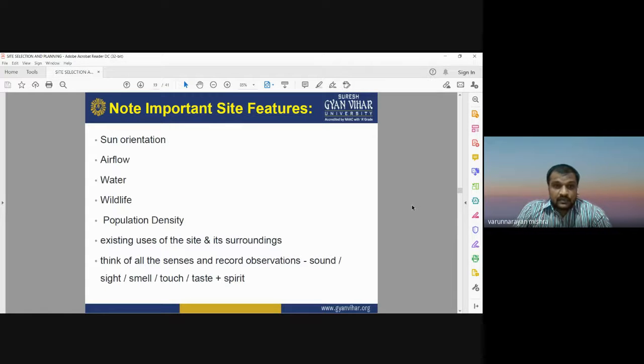Okay, and other important features like sun orientation, the airflow, the water quality, the wildlife nearby that study area, what is the population density of that area, and what are the existing land uses of the site and its surroundings. These are some important features for the selection of the site. So when we are going to select any site for any construction or developmental activities, these factors should also be taken into consideration: that is soil density, soil type, population density, wildlife, water quality, airflow, and sun orientation.